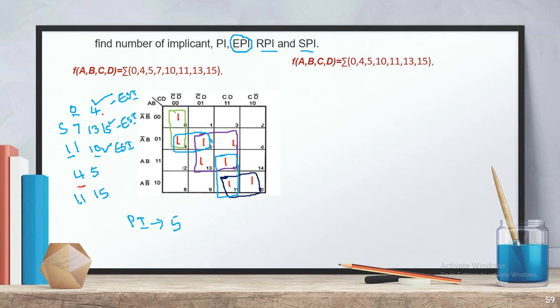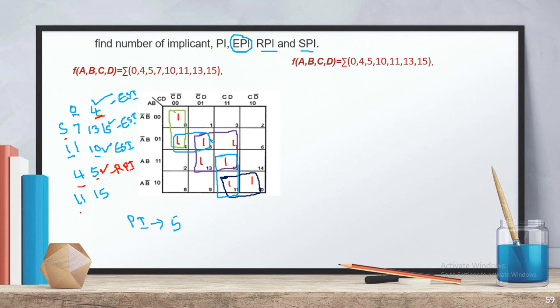The 4 is already there in one essential group, and 5 is also there in one essential group. So both cells in the group are in essential groups. So this group is called an RPI, a redundant prime implicant, where each cell belongs to some essential group. Nothing is unique, nothing is not present in any particular group.